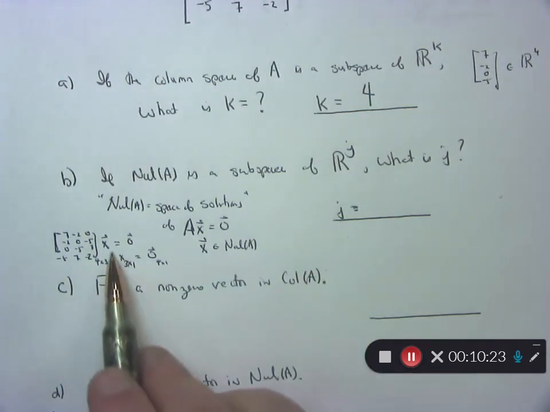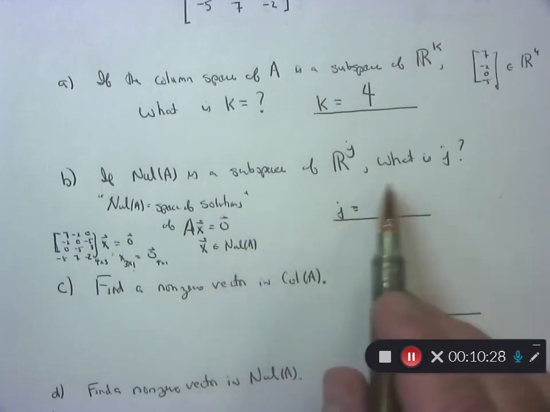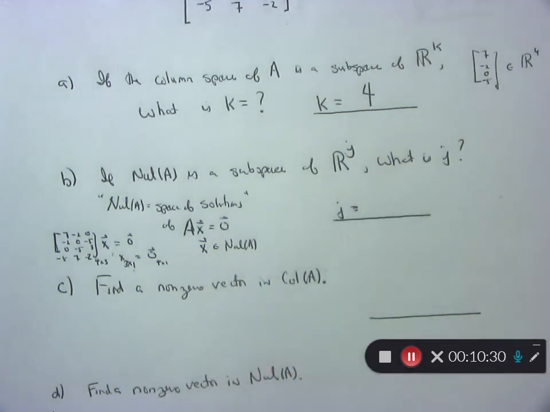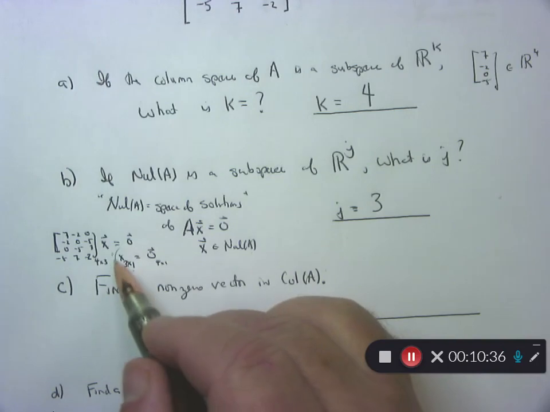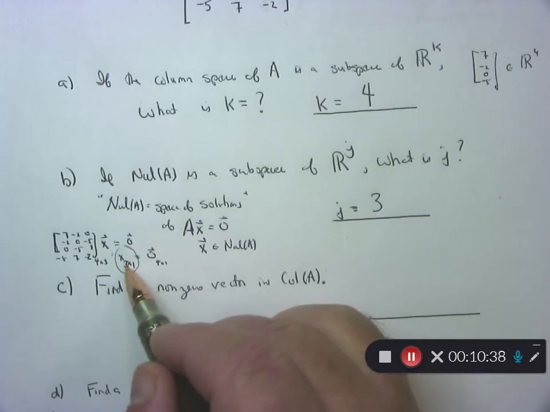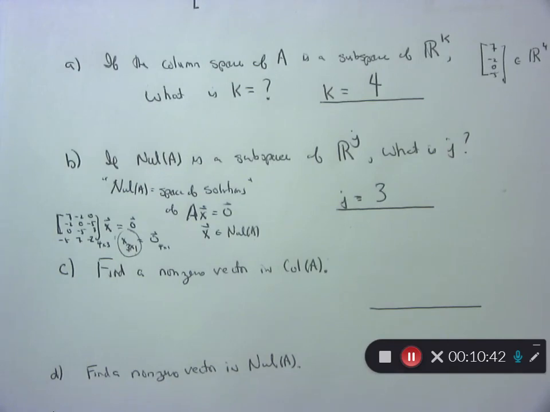So my question now, understanding this concept, and X is an element of the null space of A, which is a subspace of Rj, what does J have to be? 3. It's going to be 3 by 1, so it's a subspace of R3. Does that make sense? Okay?